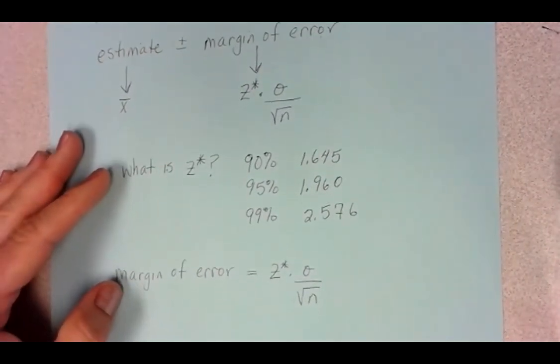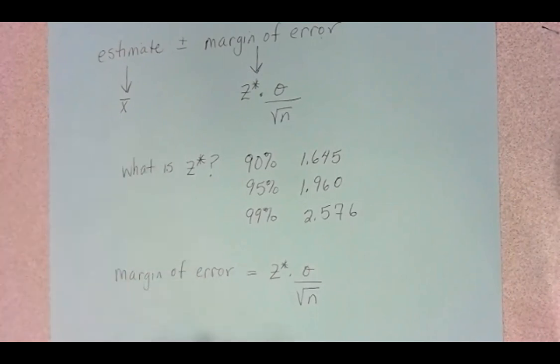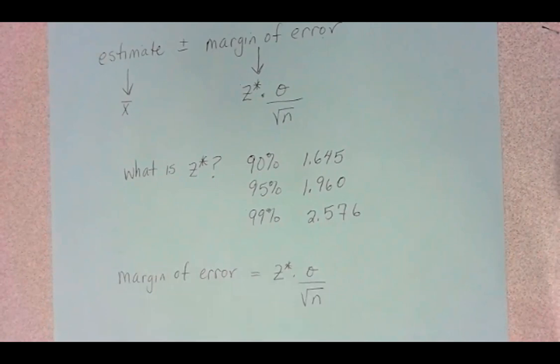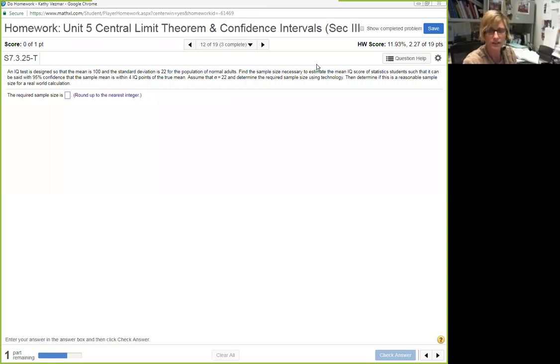We can also find a required sample size using this piece of the equation. So let's suppose that we have an IQ test, and I want to know, let me go ahead and pause and share my screen. I want to know the sample size necessary to estimate the mean IQ so that it can be said with 95% confidence that the sample mean is within 4. Okay, so let's write down what we know, and then I'll go ahead and share my screen again.